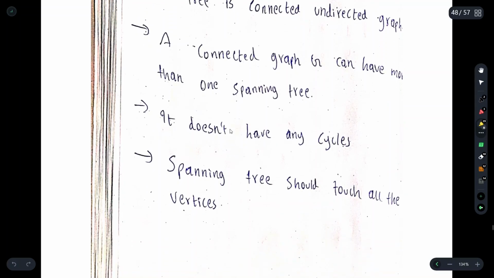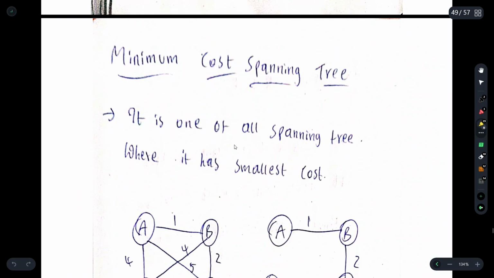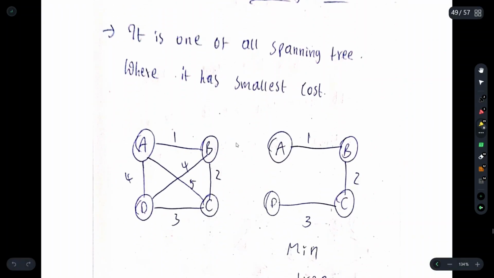It doesn't have any cycle, so it doesn't form any closed loop. It will be like an open loop and it will touch all the vertices. So a spanning tree should touch all the vertices. The minimum cost spanning tree is the one among all spanning trees where the cost is minimum.